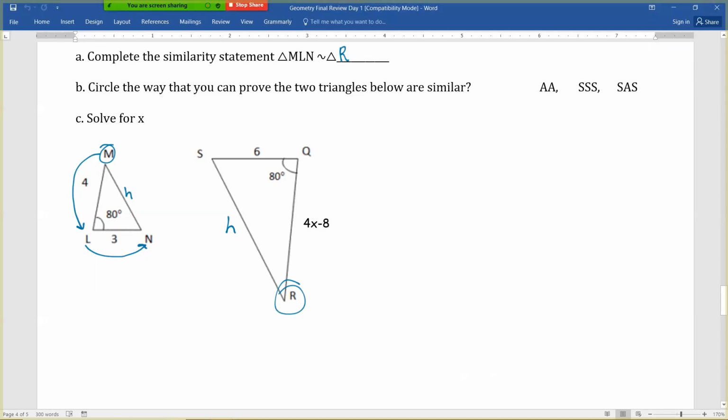The middle letter we were given is L. L's marked 80 degrees, so really I just have to figure out which one's 80 degrees in the second triangle. That's Q. So in the second triangle, Q is 80 degrees, so it's got to correspond with L. L is in the middle, so Q must be in the middle in my similarity statement. And then the last letter must be S. On both of these, S and N are both between the shortest side and the hypotenuse.